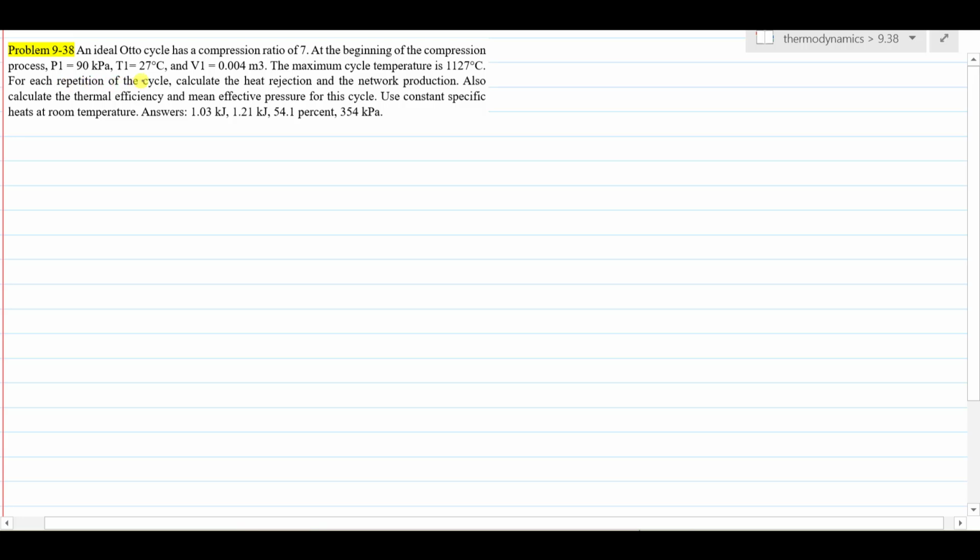For each repetition of the cycle, calculate the heat rejection and the net work production. Also calculate the thermal efficiency and mean effective pressure for this cycle. Use constant specific heat at room temperature. And these are the answers.